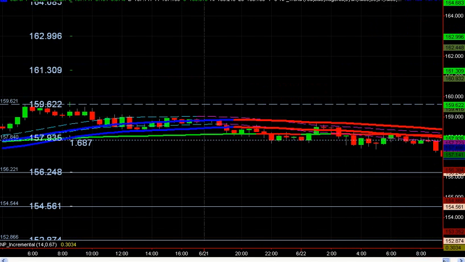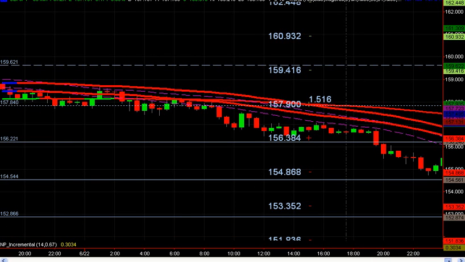I mean, you might be thinking, we're looking at a 20 pip drop. No, I'm talking about a 168 pip drop, and that's what I'm looking for as my first target. That's another thing. A lot of people trade this pound yen or don't trade it because they're very worried about the spread. And I don't blame you.